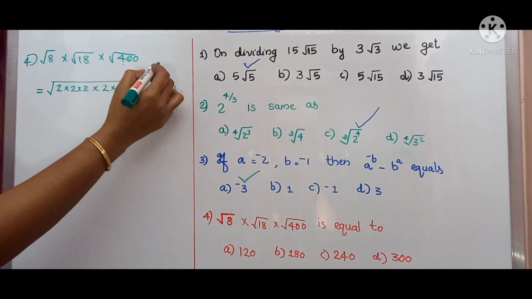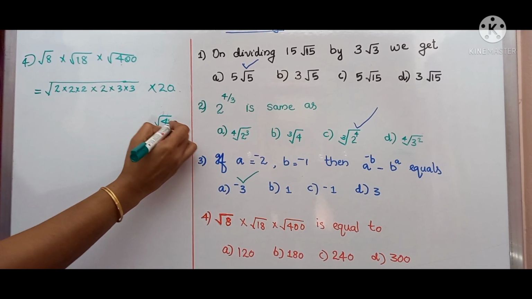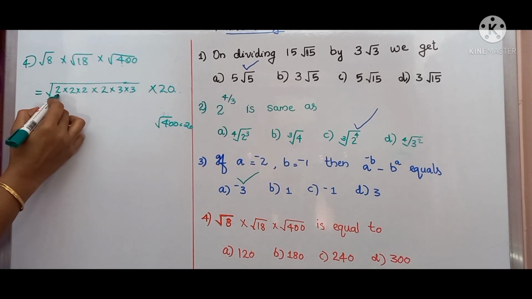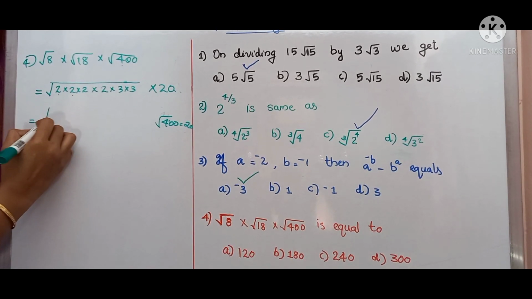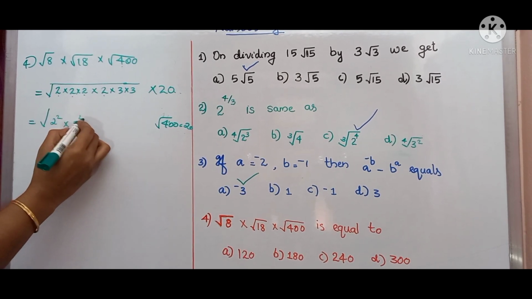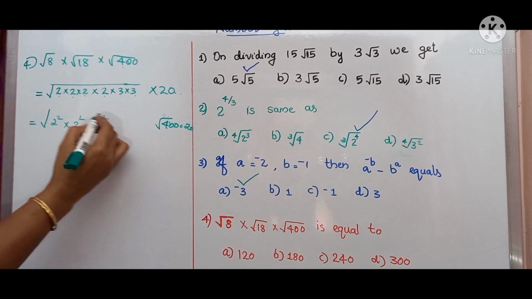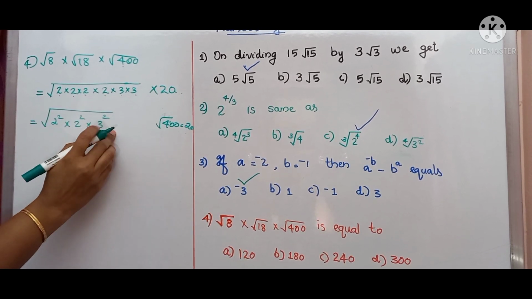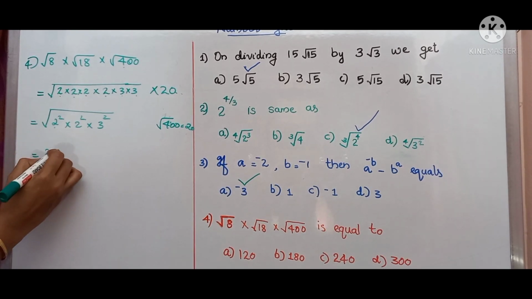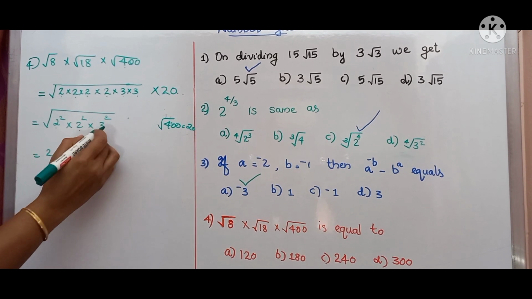Square root of 400 is equal to 20. Then that is equal to, from here we can see 2 square, again 2 and 2 is there, 2 square into, then one more time 3 is there, 3 square. That is equal to square root of 2 square is 2, square root of this 2 square is 2, and square root of this 3 square is 3.